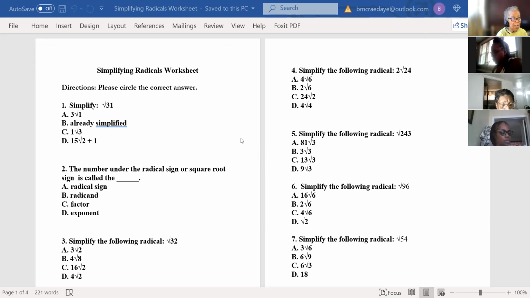Okay, simplifying radicals. We did a lot of examples on Thursday and just want to go through these to see if you remember some of them. If not, we'll go over them, okay? Now, there's something we said about simplifying radicals. We said when the number was a prime number, that means you don't have any factors other than the number itself and 1.